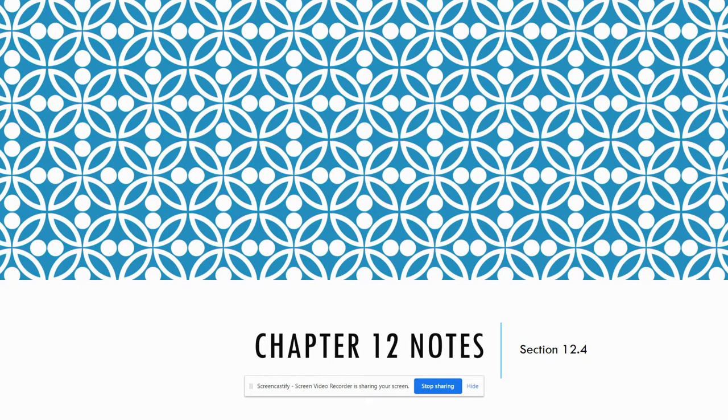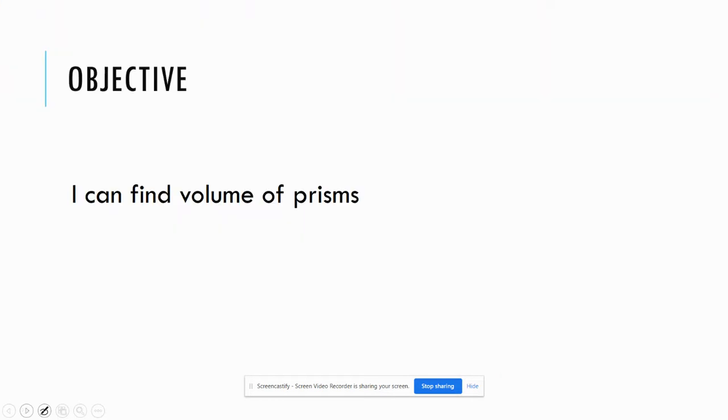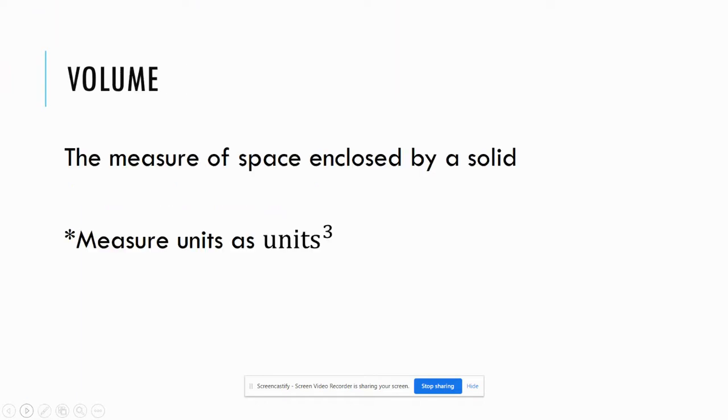Today we are going to continue looking at volume of prisms. So remember, finding volume means that we're finding the measure of space enclosed by a solid. Think about taking an object and filling it up with water. When you're filling it up with water, you're creating the volume of that shape. We always want to measure these units as units cubed or cubic units.